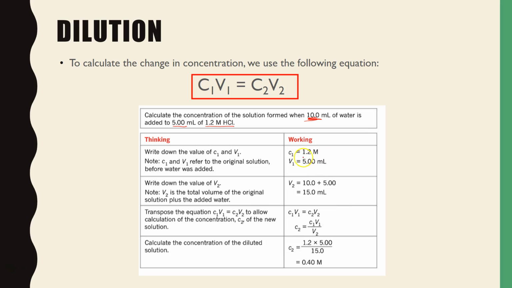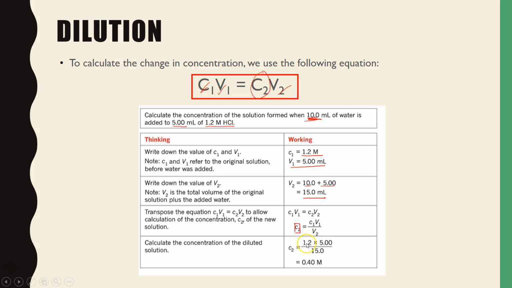We know the initial concentration was 1.2 molar, and we know the initial volume was 5 ml. 10 ml of water was added to that 5 ml, meaning the final volume would be 10 plus 5, which is 15 ml. So we know the initial concentration, the initial volume, and the final volume. Therefore we want to find C2. In order to do so, we rearrange the equation to make C2 the subject. So C2 is now equal to C1V1 divided by V2.